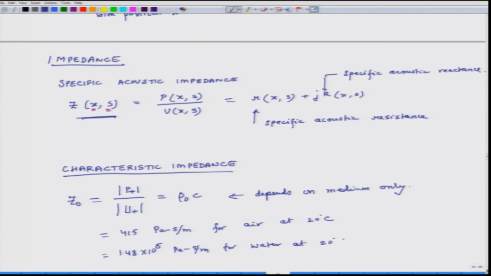So, it is important to understand these two impedances: specific acoustic impedance, which changes from one place to other and depends on the overall system, and characteristic impedance, which is the ratio of complex pressure amplitude and complex velocity amplitude, and that is just rho naught c.